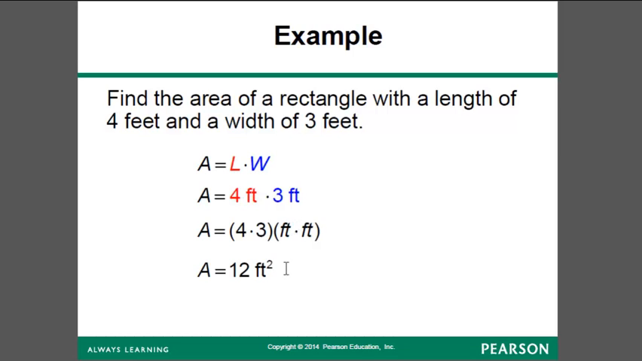4 times 3 is going to give me 12, and feet times feet gives me what we consider feet squared. We'll discuss exponents later on in the semester, but this is a good time to realize that area is always feet squared. So my area for a rectangle that has a length of 4 feet and a width of 3 feet has an area of 12 feet squared.